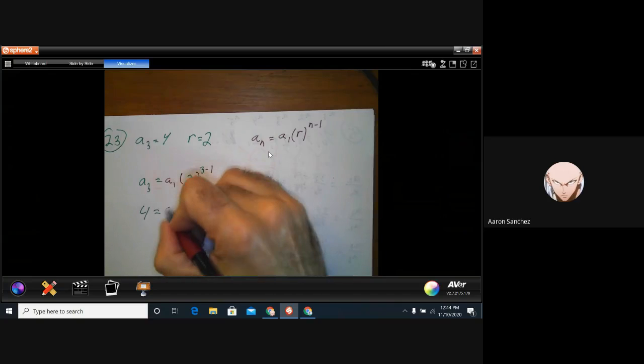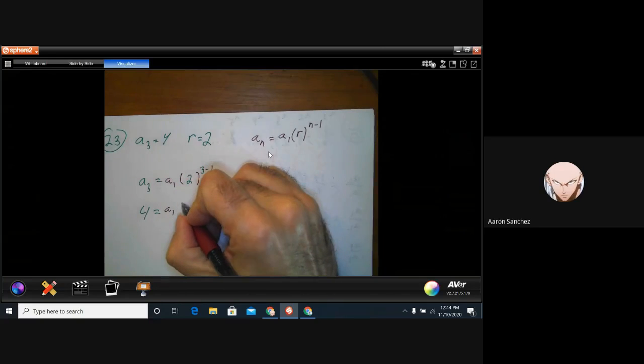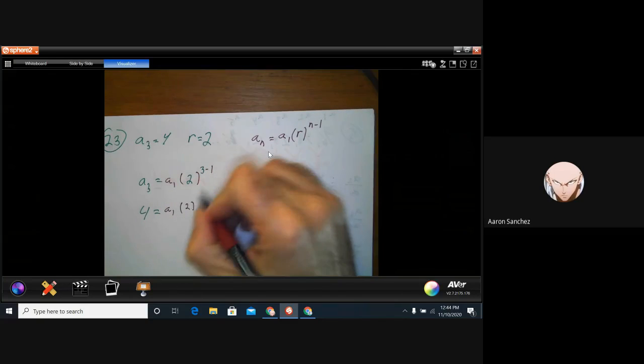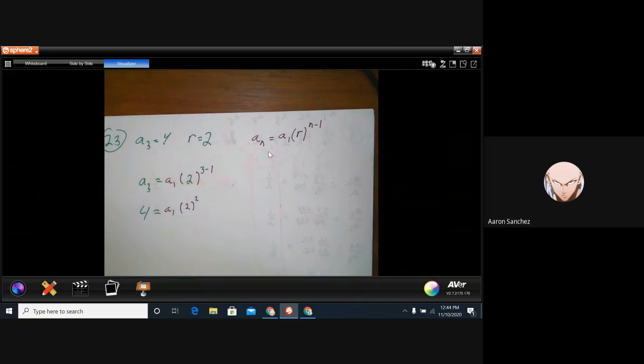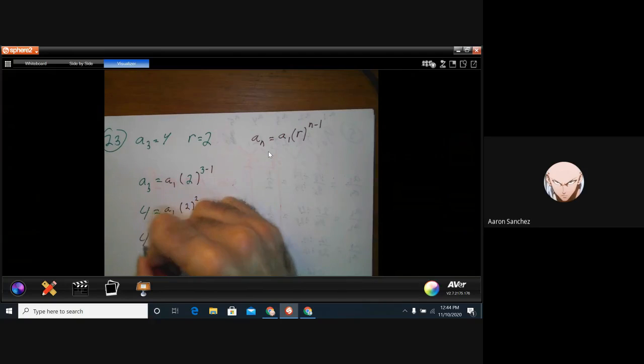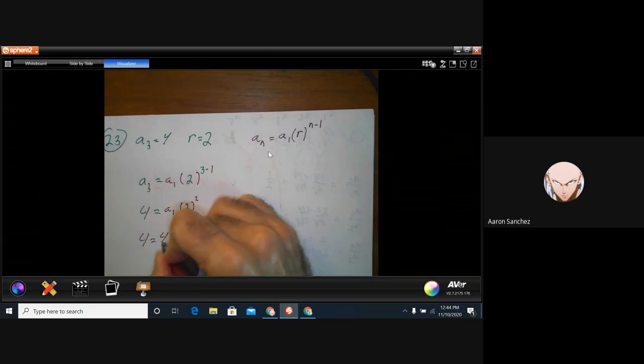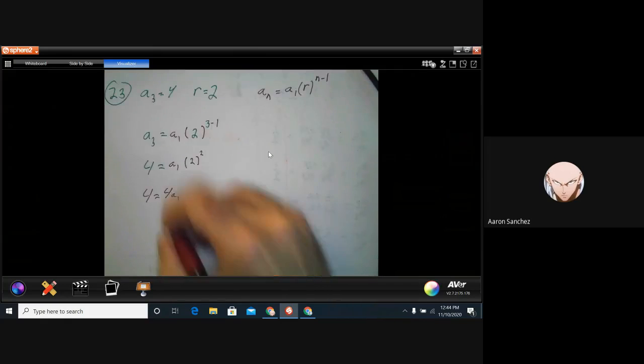But anyway, it's a to the 1 times 2 to the second power. 3 minus 1 is 2. So all this is 4 equals 2 to the second, which is 4, times a to the 1. I just brought this here. Now solve for a to the 1. I divide by 4.